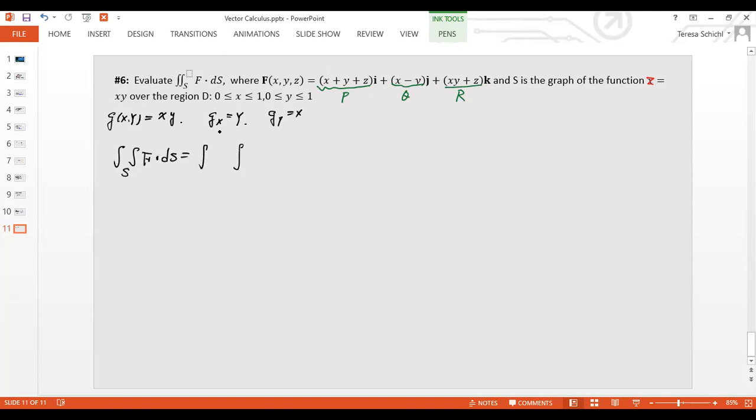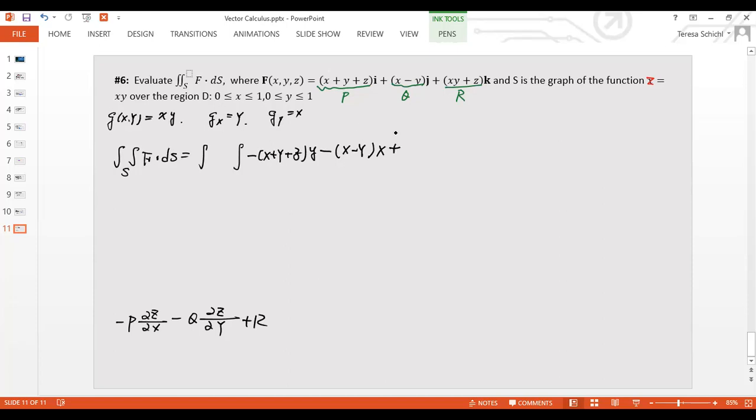Okay, so let's take a look at the formula. Let me write down the formula here: negative P times partial z partial x, minus Q, then partial z partial y, plus R, right? This is our formula. So negative P, so it's negative x plus y plus z, times partial z partial x, which is y. Then minus Q, negative Q, so it's negative x minus y, times partial z partial y, which is x here, right?